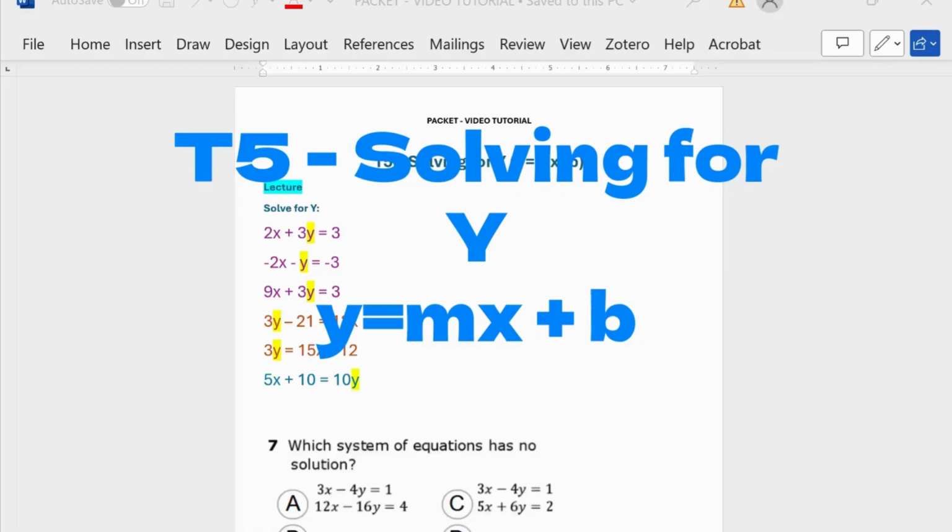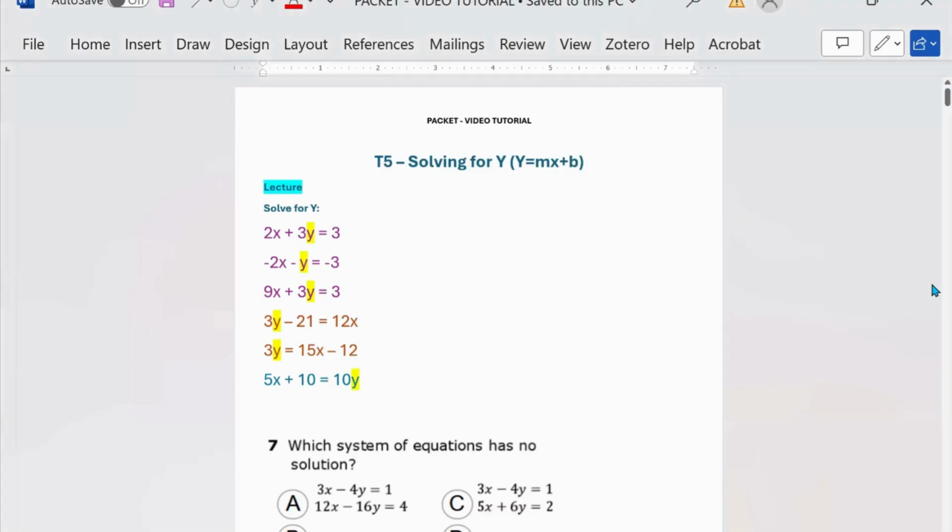Here we go. So the topic right now is solving for y. If you notice, I have 6 different ways on how the problem will be asked during the STAAR test.